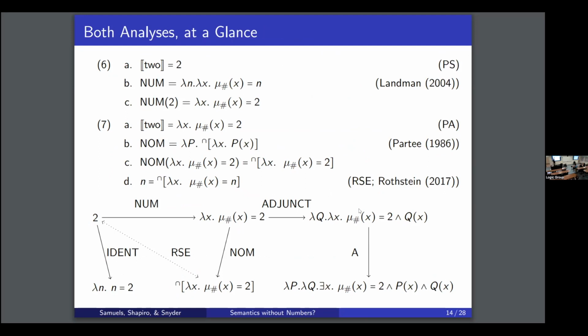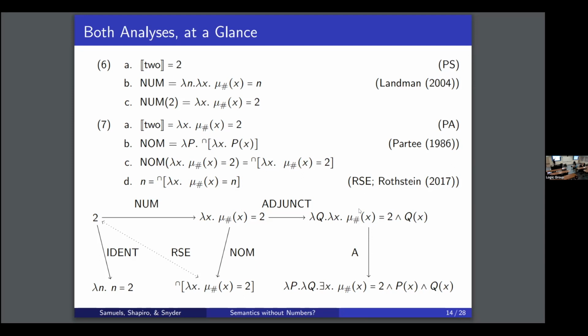This just says that the lexical meaning of "two" is the number two. That's to say that the lexical meaning of "two" is a name. So this is what we call polymorphic substantivalism. On this view, you combine "two" with a type-shifting principle that Fred Landman calls NUM, or maybe I called it that. I can't remember at this point. It's been too long.